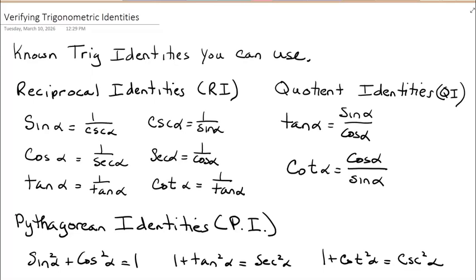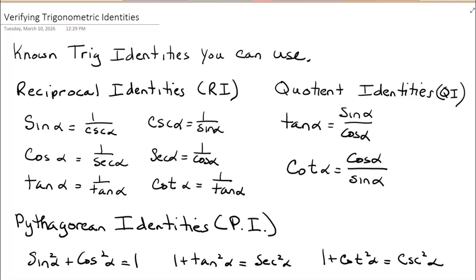The other thing is to understand your Pythagoreans. So listed at the bottom of the screen, you have the 3 Pythagorean identities. Sine squared plus cosine squared equals 1. This is a nice one because when you see sine squared plus cosine squared on the same side of a trig identity, you can just cross them out and make them equal 1. Then you have 1 plus tan squared equals secant squared.